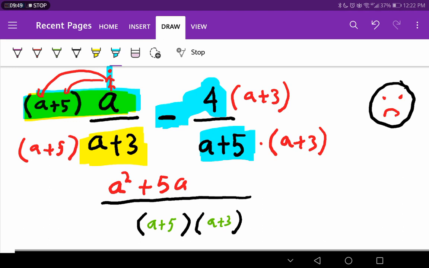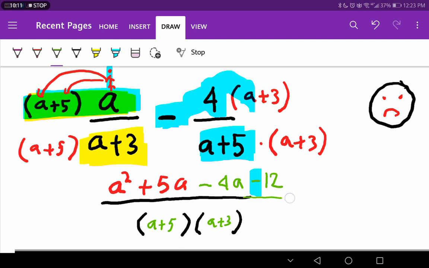Now, negative 4 times a is negative 4a. Negative 4a, and my dear students, it comes from here. And negative 4 times 3 is negative 12. Negative 12. Sorry for that, this is a lot of mess. I will clean it.